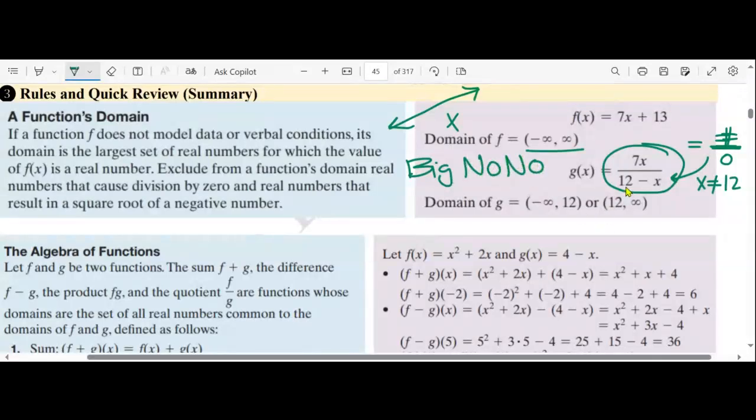Is this clear? So in this case, I cannot say from negative infinity to positive infinity is the domain because 12 is not included. So I have to exclude 12. So I'll say from negative infinity to 12, union 12 to positive infinity.